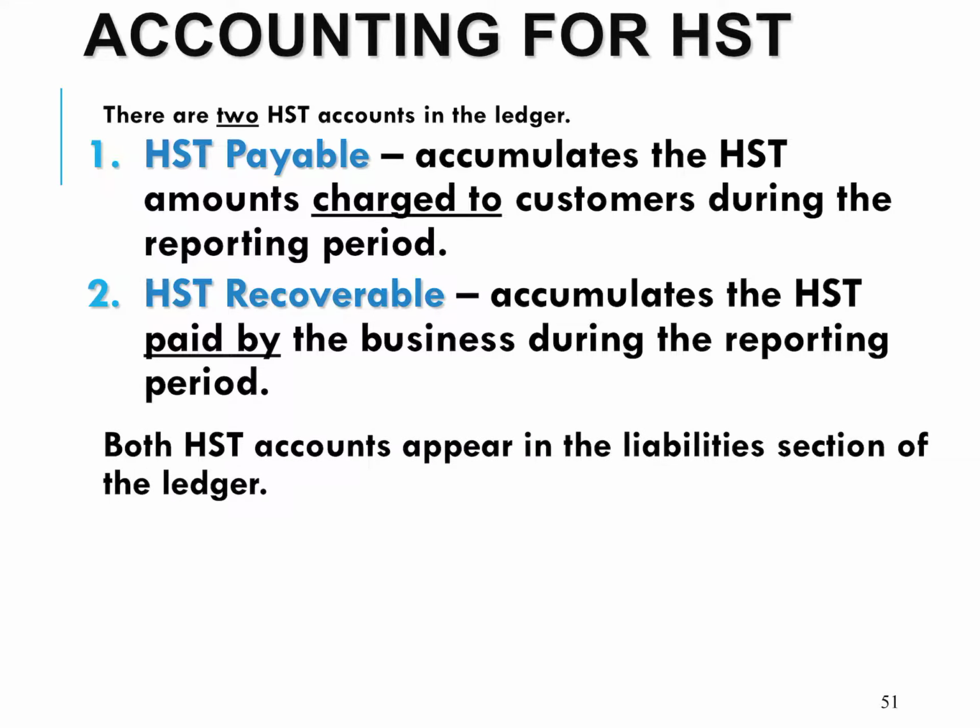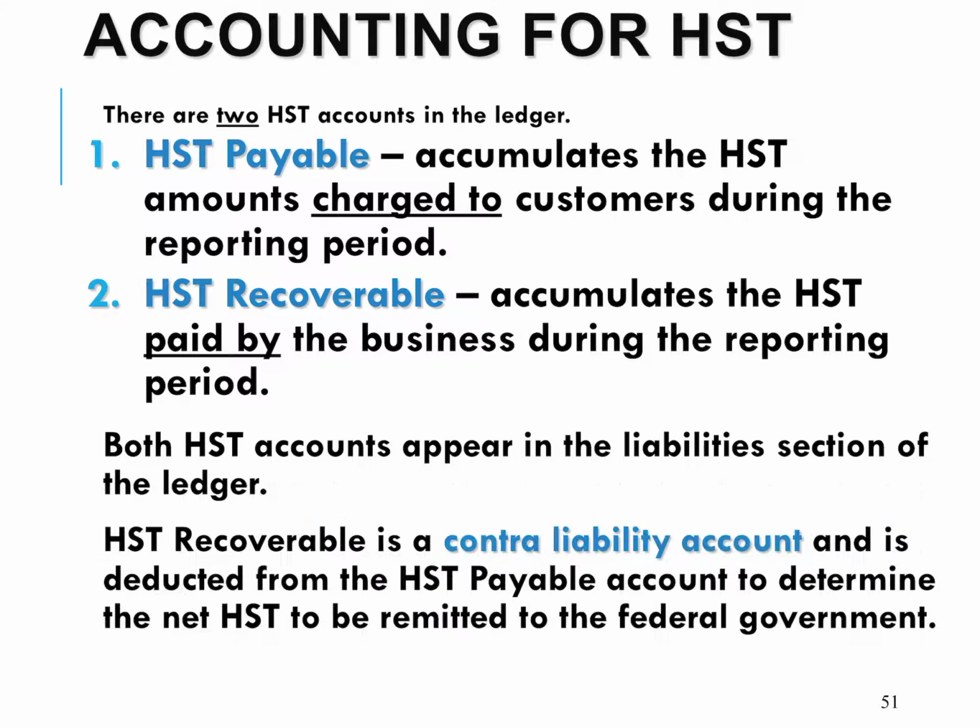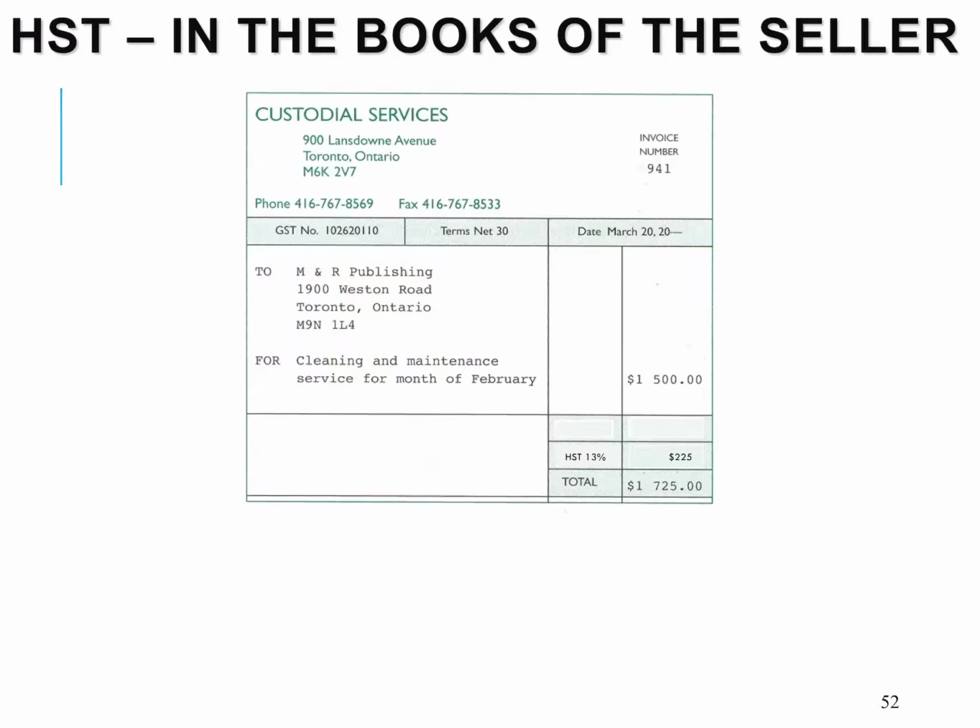Both HST accounts appear in the liabilities section of the ledger, but the recoverable is a contra liability account. You would normally debit it, except when you're doing your remittance, then you would be crediting. Okay? And to determine the net HST to be remitted to the federal government.